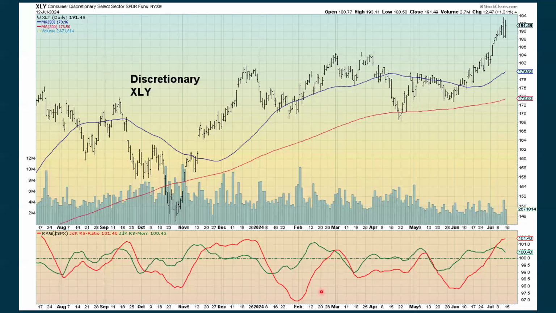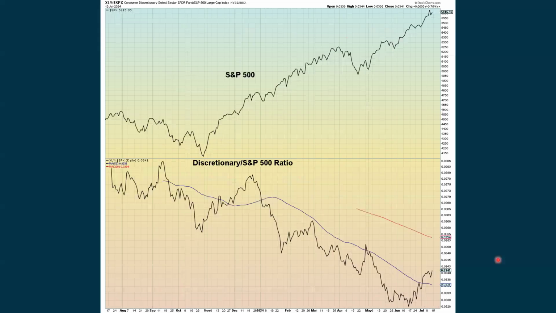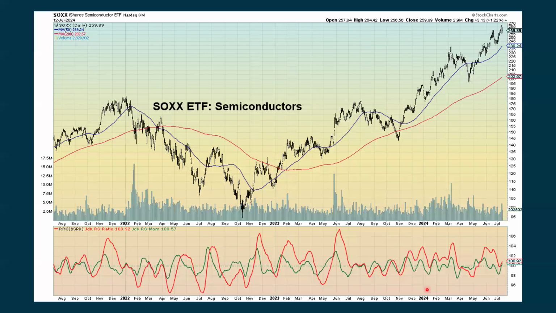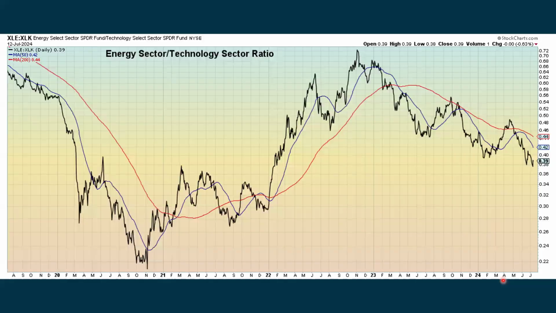Discretionary, the things in life that make it fun, still looking pretty good lately since about the beginning of June. And the relative strength, the red line, is showing some improvement where the momentum is trailing off slightly. But when we do a ratio, discretionary continues to underperform the S&P, although it has been improving lately. Semiconductors, a huge part of the tech sector, in a solid uptrend, but seeing some recent profit taking here, seeing a little bit of improvement with the relative strength and momentum.